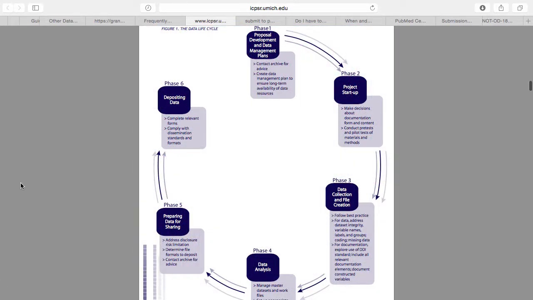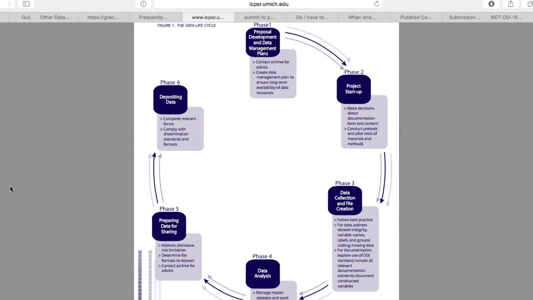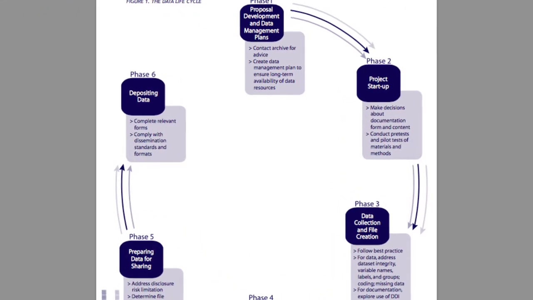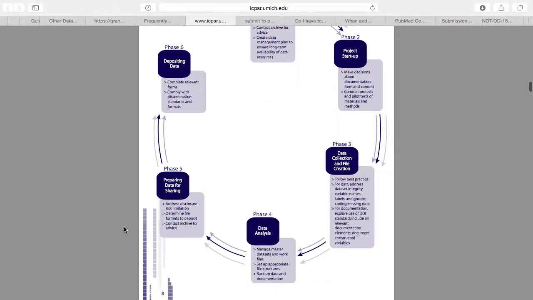The data lifecycle consists of 6 phases. Each phase represents a stage which will involve data management. Phase 1 is proposal development and data management plans. This phase involves a lot of heavy lifting by researchers in order to create a plan for organizing, sharing, and preserving data in the long term.